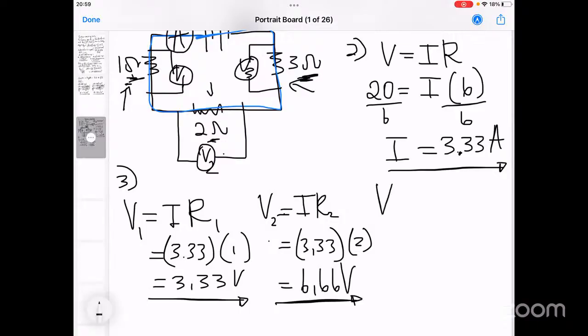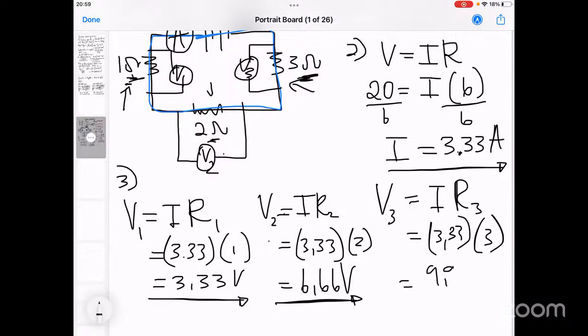So now when it comes to V3, same thing, and there you're going to have R3, equals that same current. It is the one that is substituted there because it is the same current flowing there, but for the resistance you put R3. Then all you need to do is multiply, and you end up having 9,99. Most importantly, it has to be in volts.